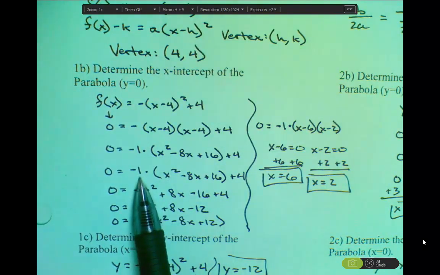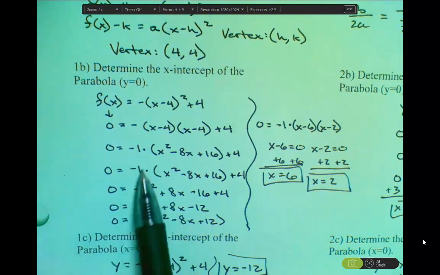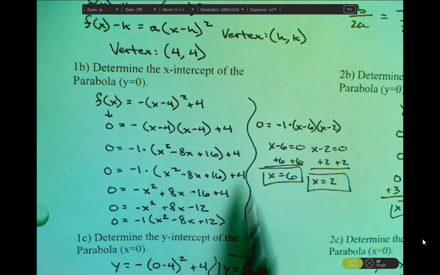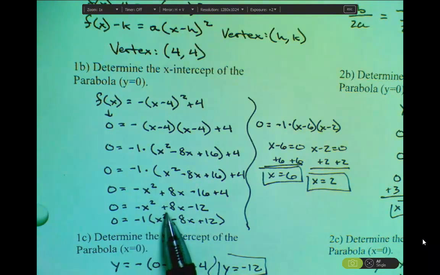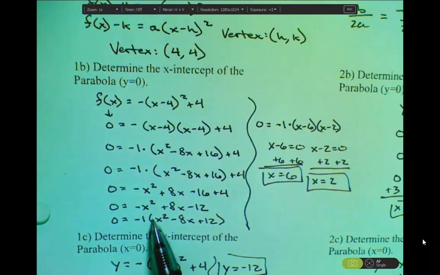From there, I would distribute the -1, so I'd multiply -1 to all three terms. And then lastly, I would combine my like terms. From there, I would factor it. So the first step in factoring is I'm going to factor out the -1. I want to make sure that x² has a positive coefficient.